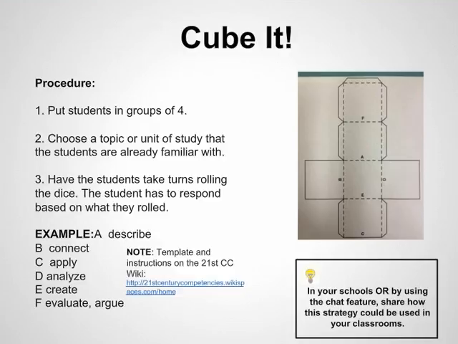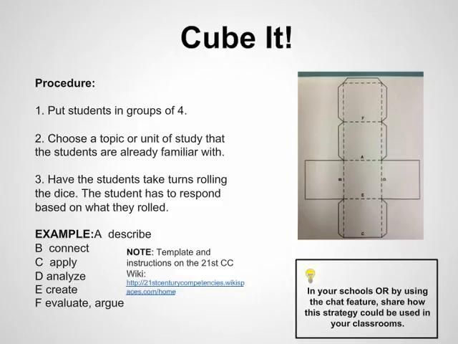Cubing is another auditory strategy. Simply take the template, which is also posted on our 21st Century Competency Wiki, and the link is there for you to click on. And simply make a cube and label your cube. So A is describe, B connect, C apply, D analyze, E create, F for evaluate or argue. So this is also a way to collaborate as well as critically think. And the students simply roll the dice, and they have to respond to the prompt that has landed.